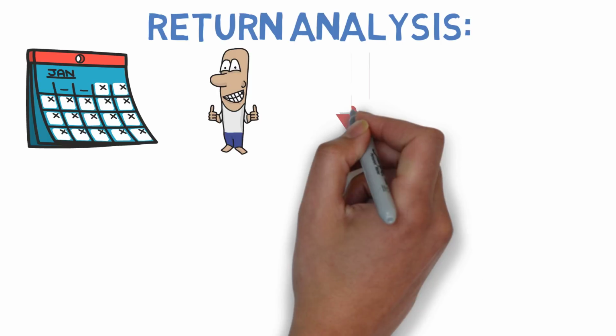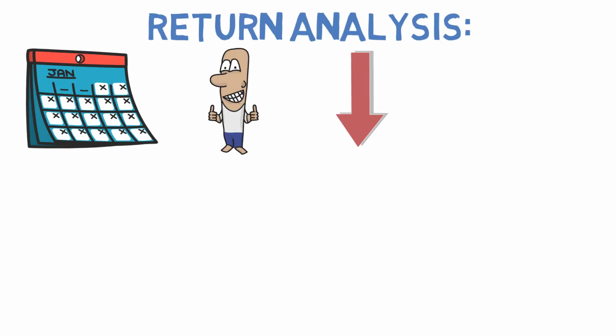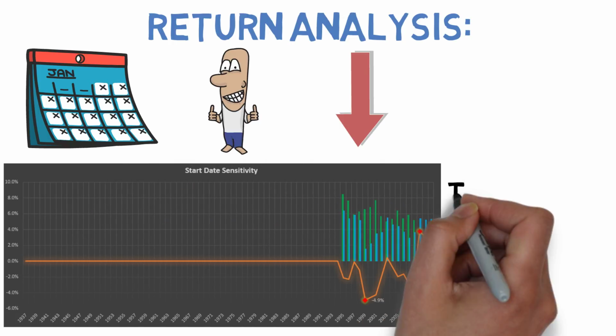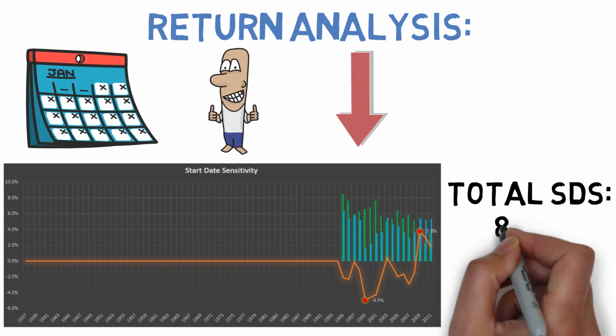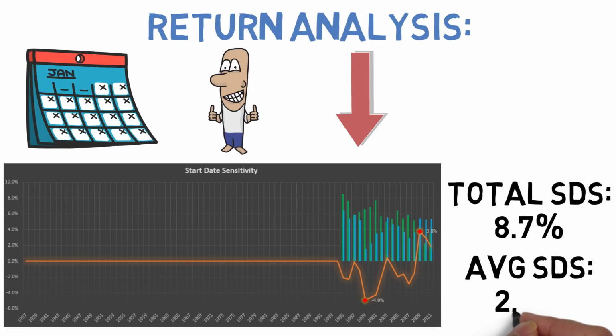And ideally, we want to keep our total start date sensitivity, measured here by the difference between the largest underperformance and the largest overperformance, as low as possible. The global market portfolio had a total start date sensitivity of 8.7% during this time frame, with an average start date sensitivity of 2.3%. That about wraps up our analysis of the strategy's returns.